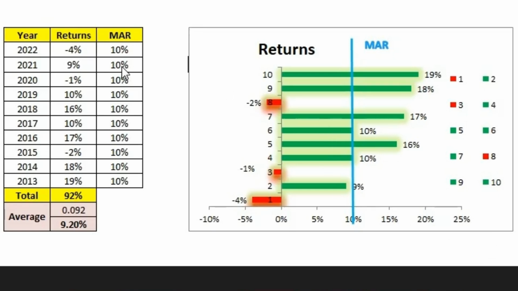What you're getting with this company is a total of 92%, which is for the last 10 years an average return of 9.2%. Now you had expected a return of 10% here, right? That is your mean average return that you were expecting. But this is low, this is 9.2%. This is not what you would expect, would you?